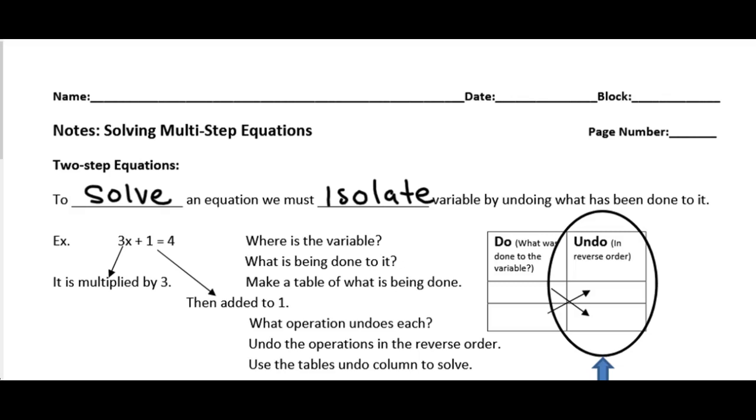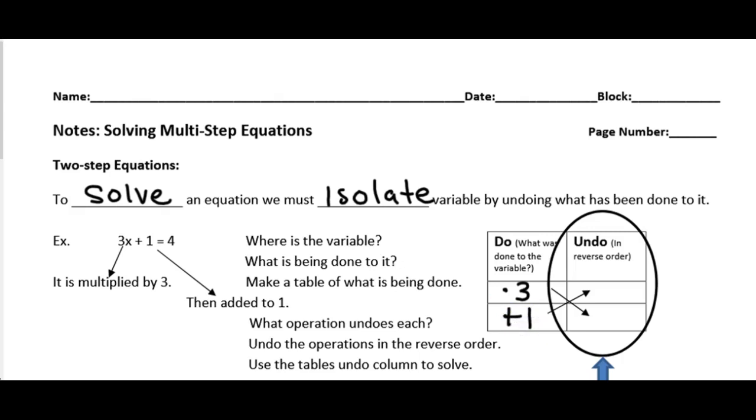So if you look at this example, 3x plus 1 is equal to 4. We're looking at the variable. We see it, it's x. And we're looking at what's being done to it. The first thing that I see that's being done to it is it's being multiplied by 3. And then 1 is being added to it.